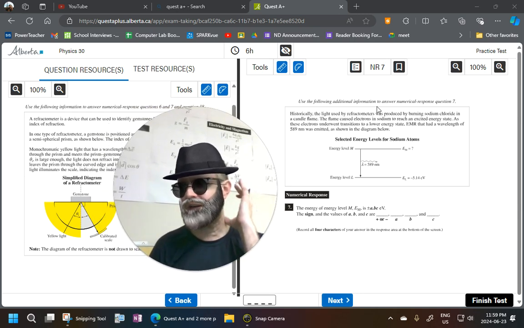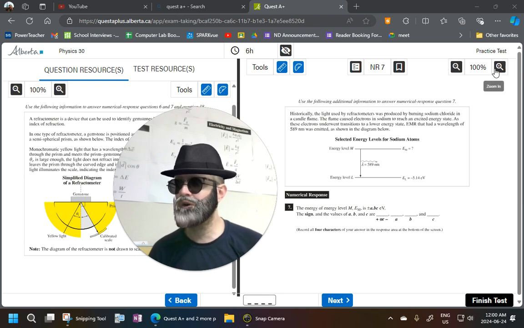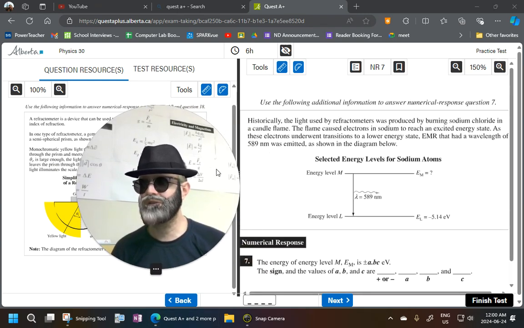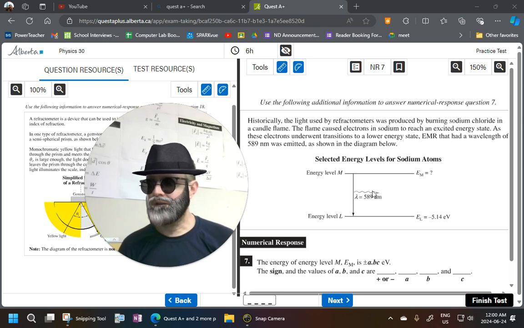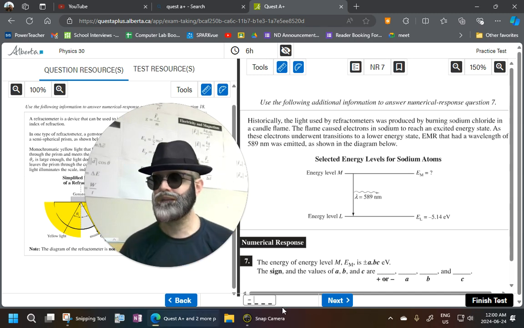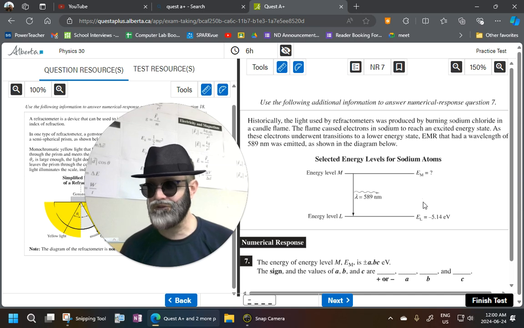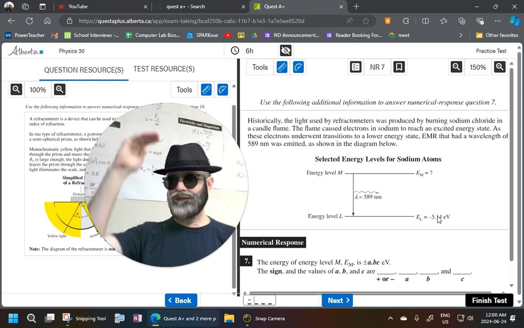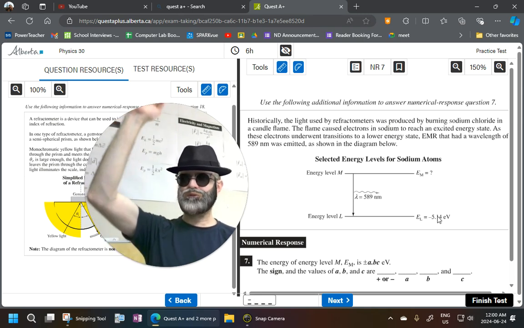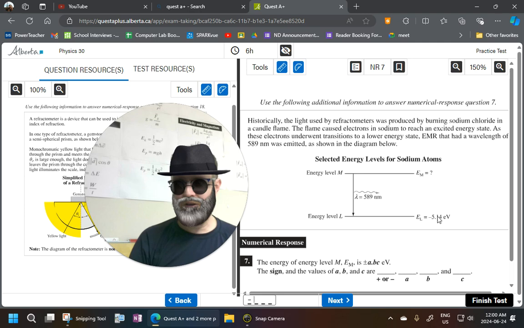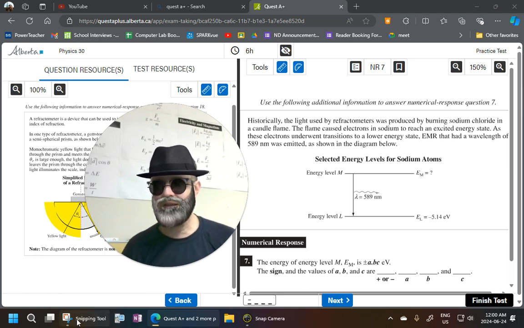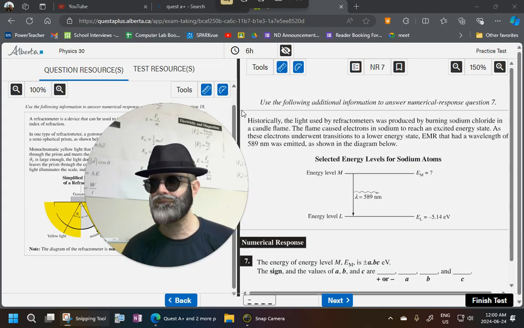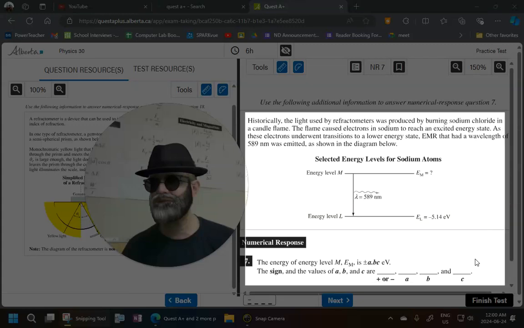Historically, light used in refractometers produced by burning sodium because it produces a yellow flame. Here it comes. What is this energy level at the top here? So I know it's going to be negative, right? So negative. Put a little negative there. The reason I know it's negative is because they're using negative energy levels over here. And it's going to be a lower number because it's going closer and closer to 0. This is going to be its higher. But it'll work out if you do the math of this one, like the final minus initial stuff. All right? You'll figure out exactly what it is.